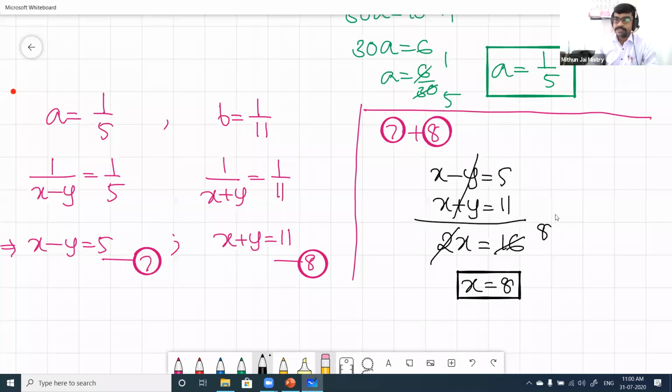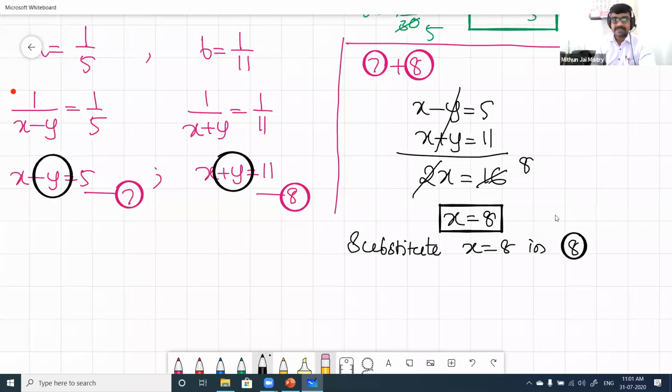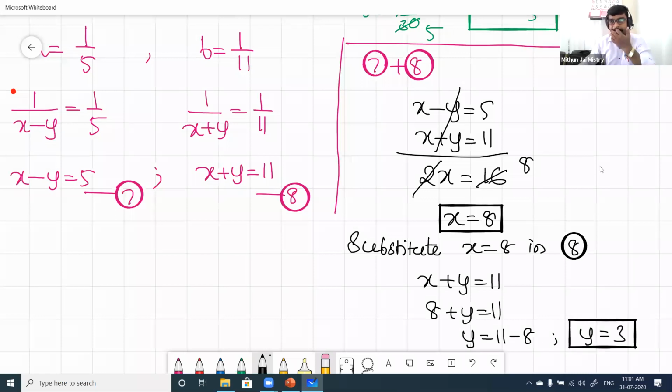We got x. Now you can substitute this x. Substitute x is equal to 8 in equation number 8. Why? Because equation number 8 has plus y, and equation number 7 has minus y. We want plus y, so let us substitute in that. We have x plus y is equal to 11, that is 8 plus y is equal to 11. That is y is equal to 11 minus 8, I mean y is equal to 3. So finally we are getting both x and y here: x is 8 and y is 3.